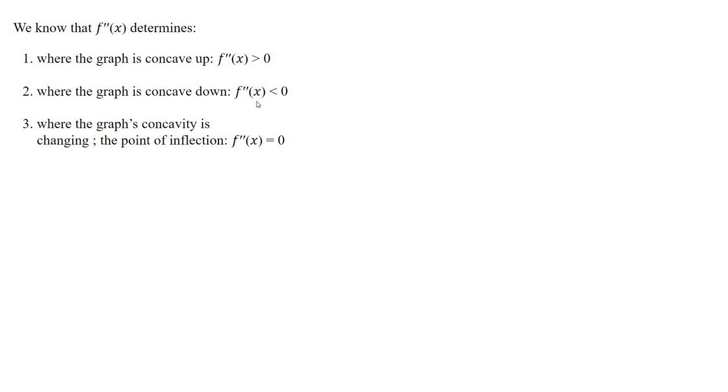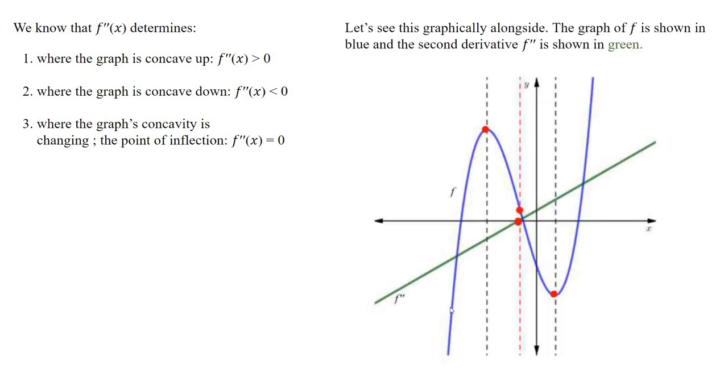If it's negative, less than 0, wherever that's happening, it's concave down. And if it equals 0, that's where it's changing concavity. It's called a point of inflection. It's turning from concave up to concave down, or vice versa. Well, let's look at the graph here.